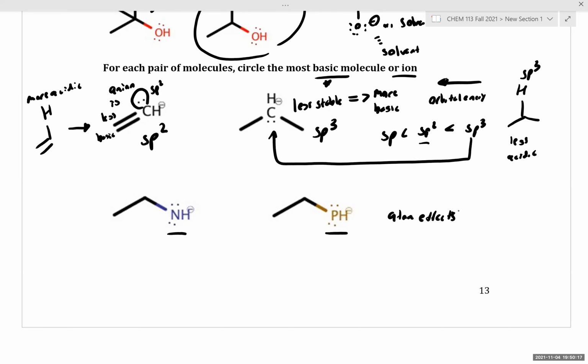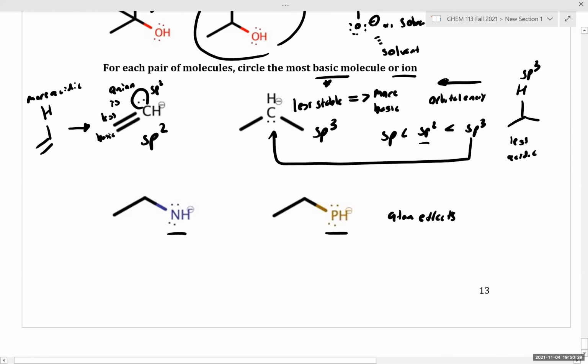Nitrogen? Which atom is larger, nitrogen or phosphorus? Phosphorus, but electronegativity goes from the bottom of the... Yes. And as we mentioned, atom size has a greater impact than electronegativity. So then, which of these anions would be more stable? The one on phosphorus. Okay.